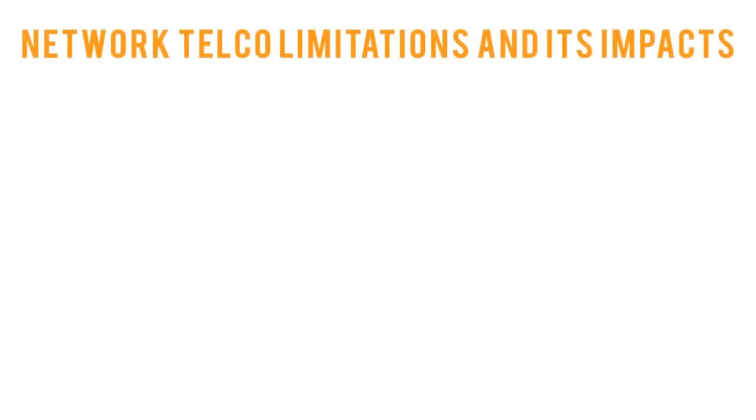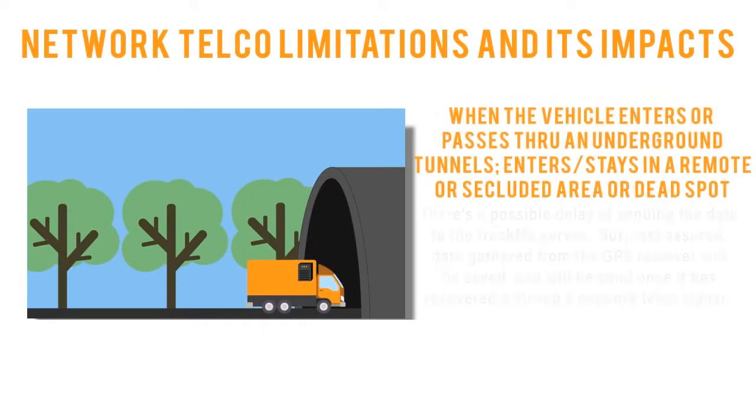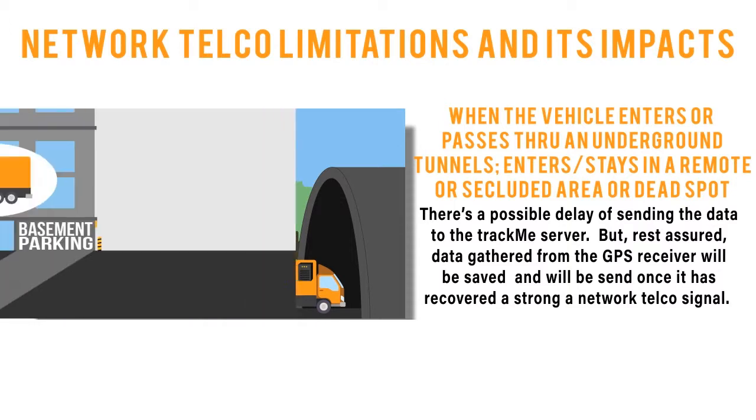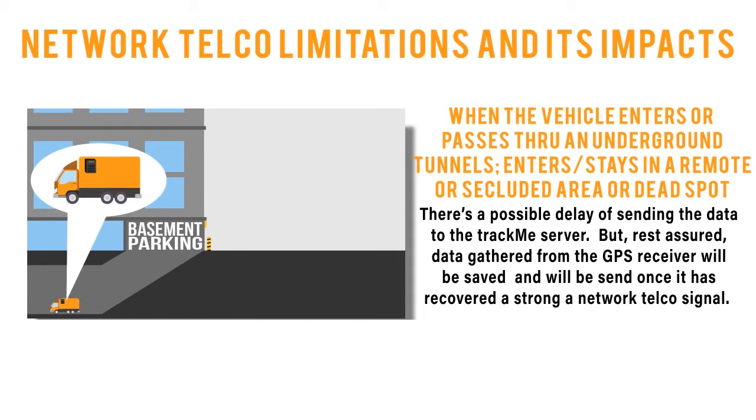Moreover, in case there's a weak telco signal in the area, the GPS tracker may experience a delay in sending the data. Network telco delay happens when there's a network traffic. Network traffic occurs especially when there's a peak of usage on a specific location and time.